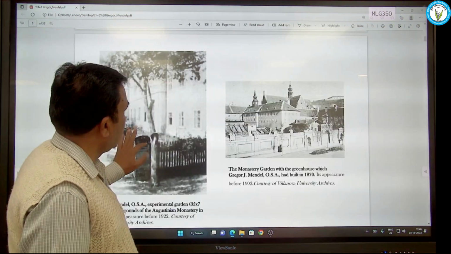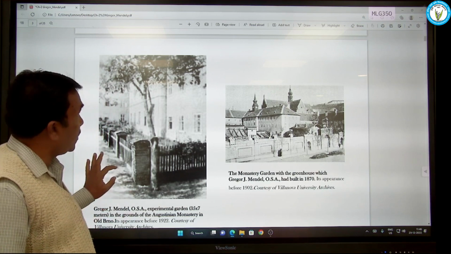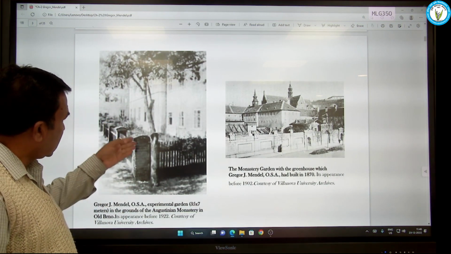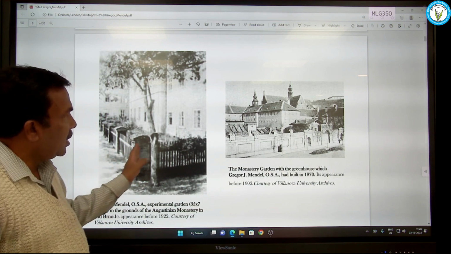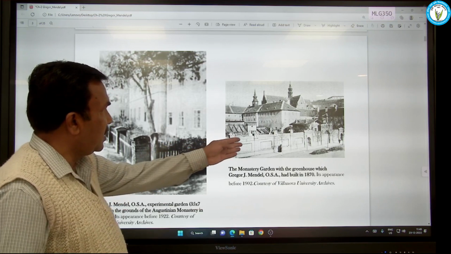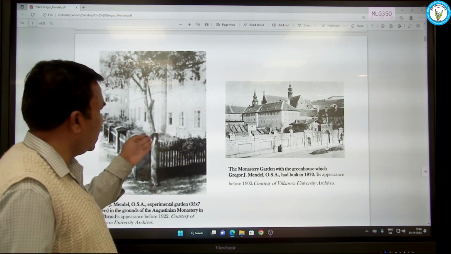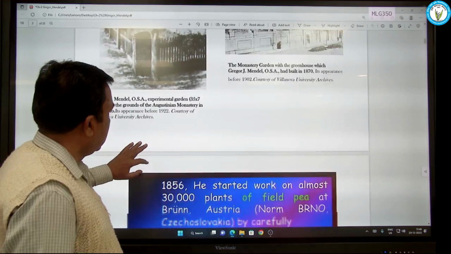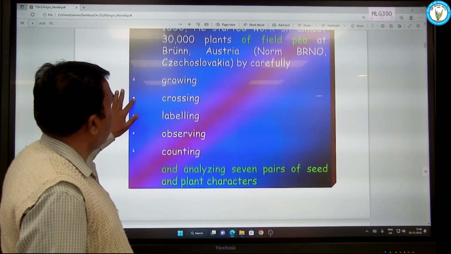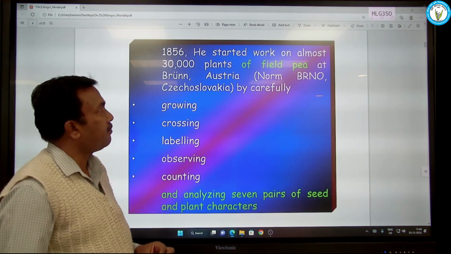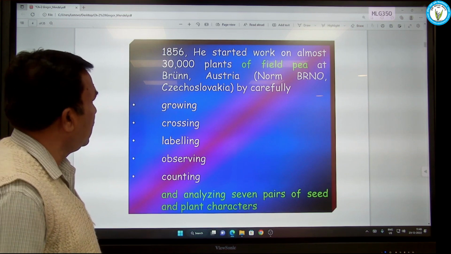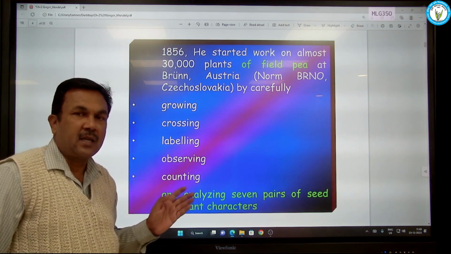I want to show this picture where Mendel conducted his classical experiment. This is the nursery where he laid out his experiment, and this is the church where he was working, and in this nursery, in this garden only, he worked. As I already told, he started his work in 1856 on pea.